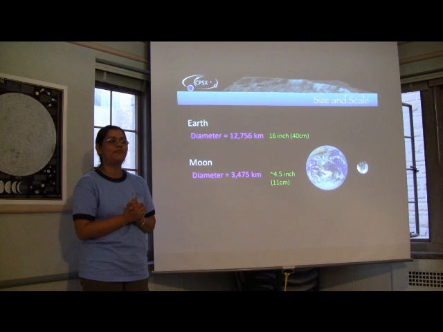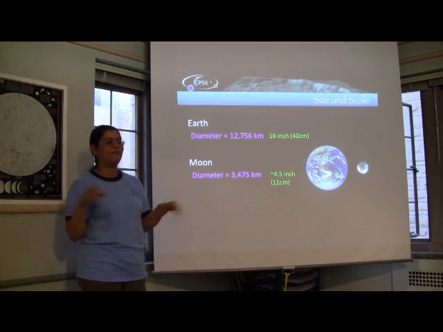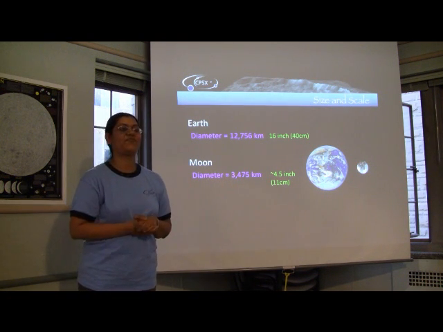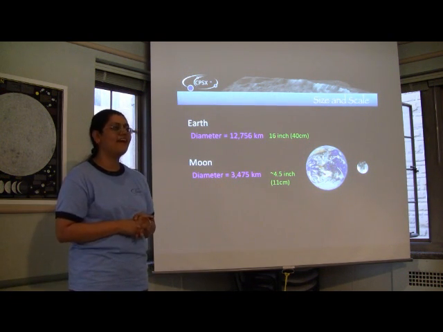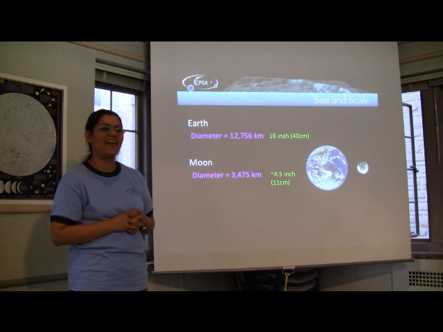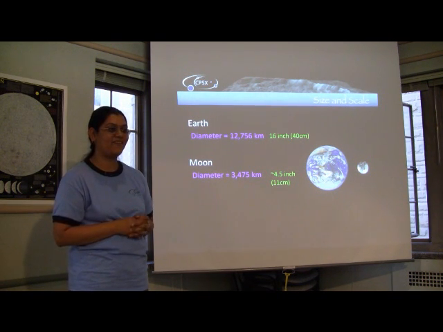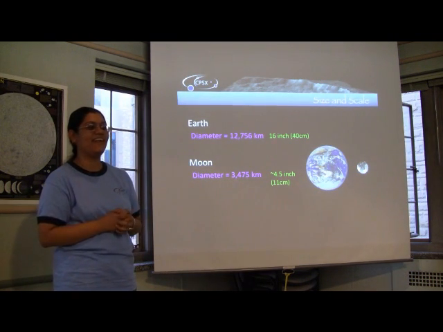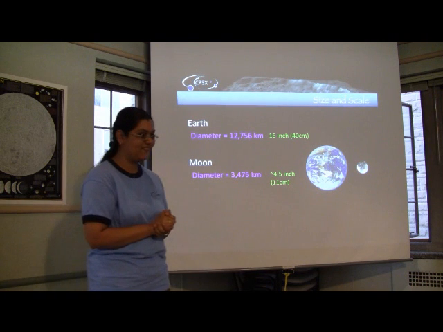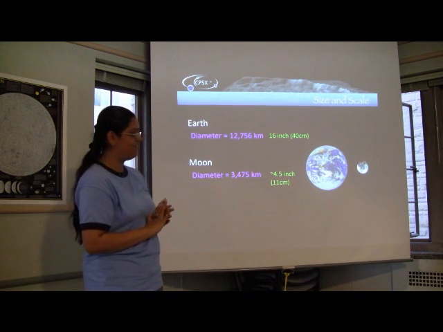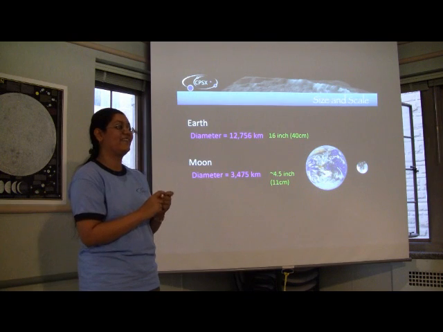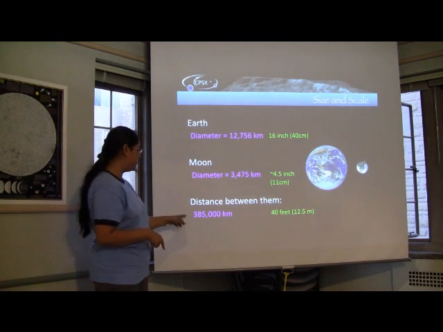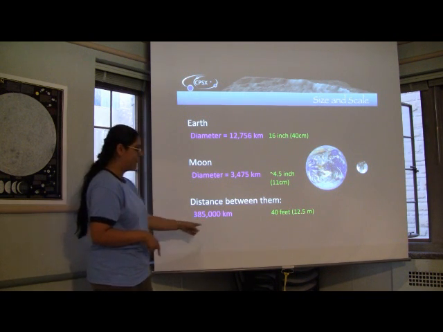How many rulers do you think are separating Earth from Moon? Any guesses? 1,000? No, it's actually a lot shorter than that. 500? No, it's actually one more level smaller than that. 400? No. So actually, it's 40. So we're actually pretty close. It's about 385,000 kilometers, or 40 rulers.